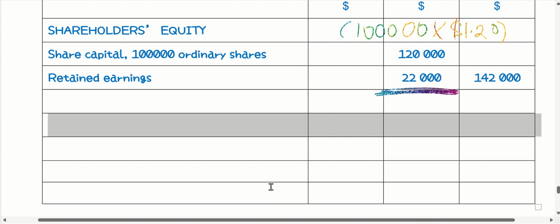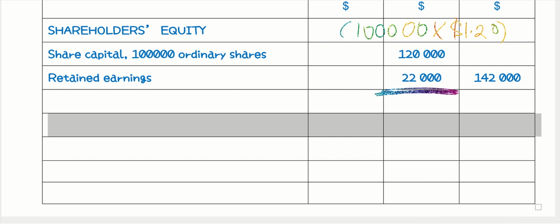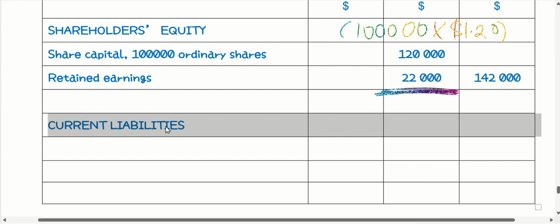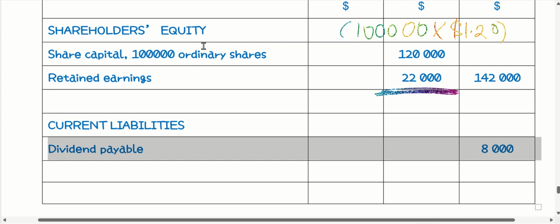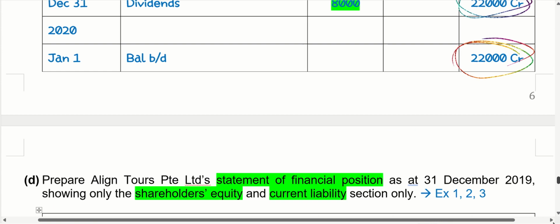Now, what you need to do is to prepare the current liability section. So what is in the current liability? One thing and one thing only. I mean, for now, the dividend payable. So the dividend payable $8,000 is still unpaid as at year end. So that is under the current liabilities. You owe your shareholders $8,000. Okay? And that's it. With this, you are done.